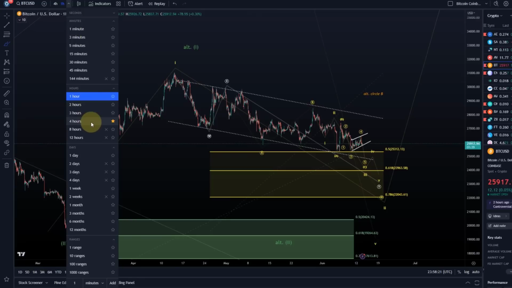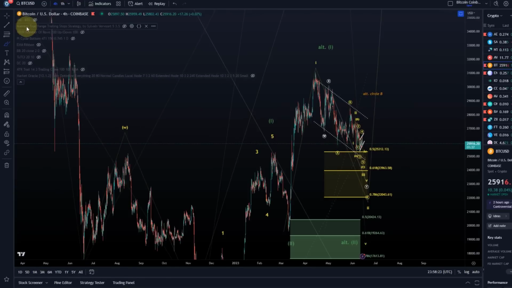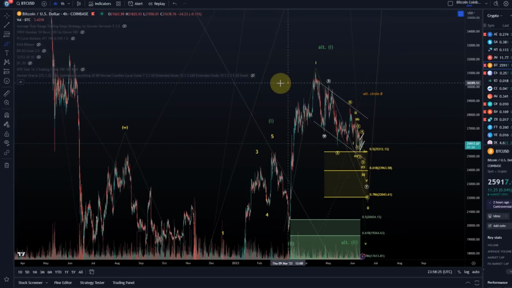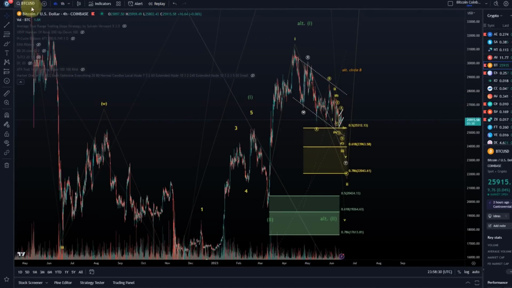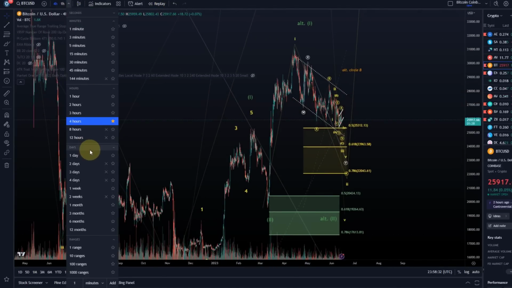Let me actually go to the 4-hour chart, or actually 4 hours fine. Let's look at the volume, and it is really low. But we can also look at the daily chart. Maybe we see it a little clearer.